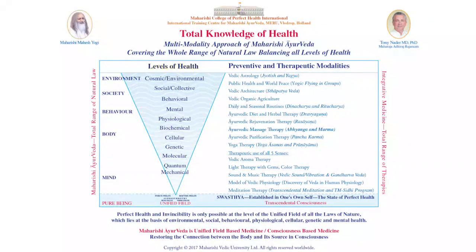Before I give over to Dr. Nadine, I just wanted to show an overview chart of the different approaches in Maharishi Ayurveda. This chart gives an overview of all the different approaches. It's called Total Knowledge of Health, and shows the multimodality approach of Maharishi Ayurveda, covering the whole range of natural law, balancing all levels of health.